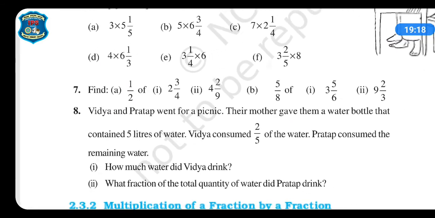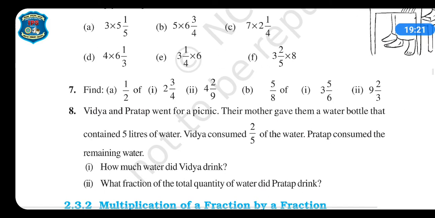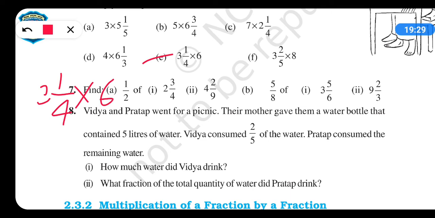ई देखिए, 3 whole 1 upon 4 into 6. सो 3 whole 1 upon 4 into 6. सो first solve it. 4 into 3 is 12. 12 plus 1 is 13. So 13 upon 4 into 6. Got it? Now 6 upon 1.